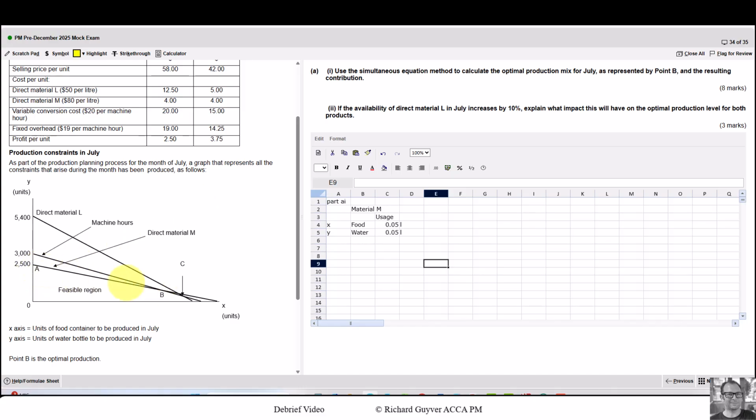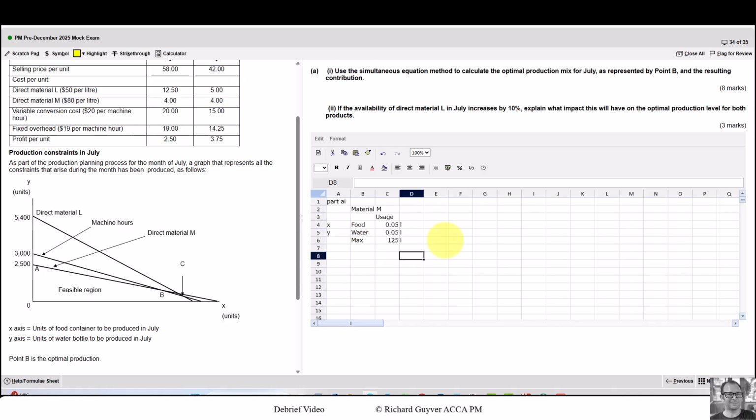We can use the line where it crosses one of the axes, and we're going to use it where it crosses here at 2,500. So at this point here where my cursor is, we're not making any units of X, i.e. the food, but we're making 2,500 units of the water container. If we're making 2,500 units, and each unit uses 0.05, we multiply those together, that will give us our maximum. Because remember, the line is a constraint. That's the most we've got. We can't make any more, and that's because material M limits us.